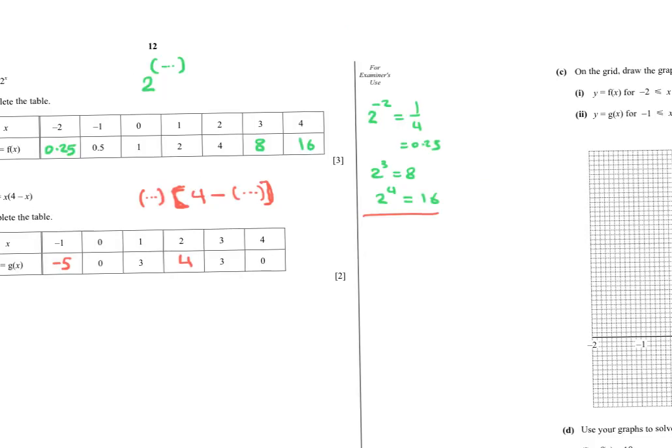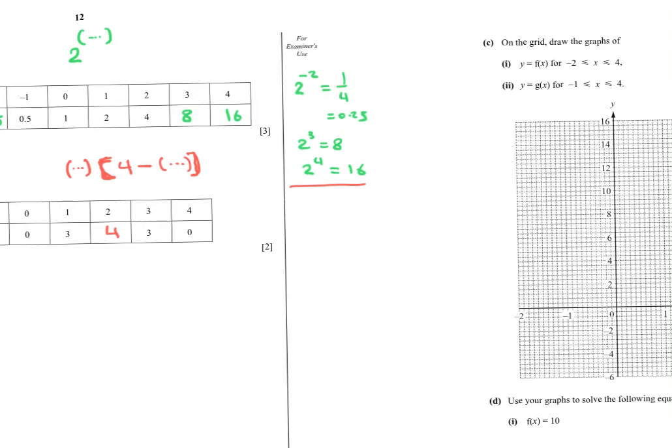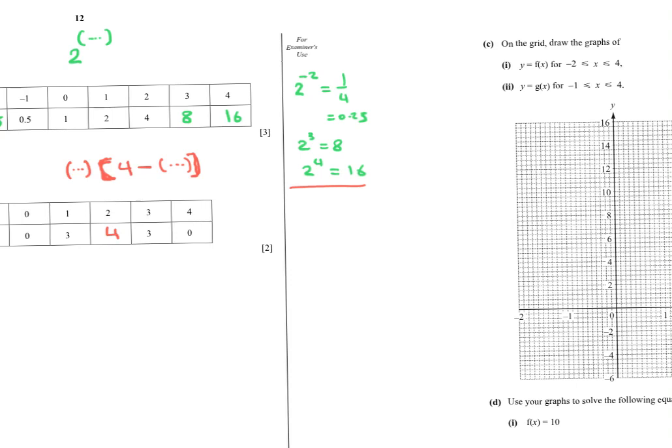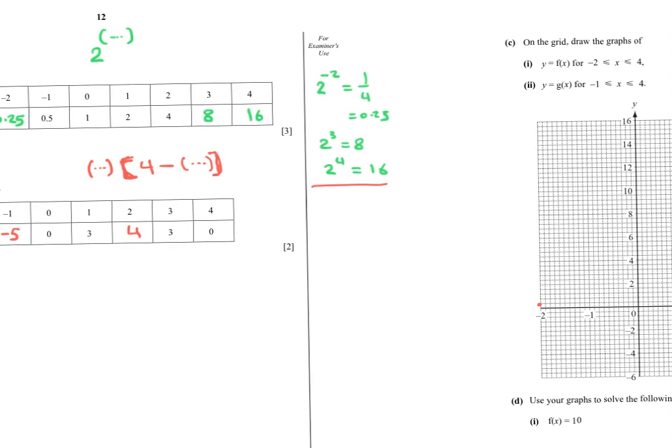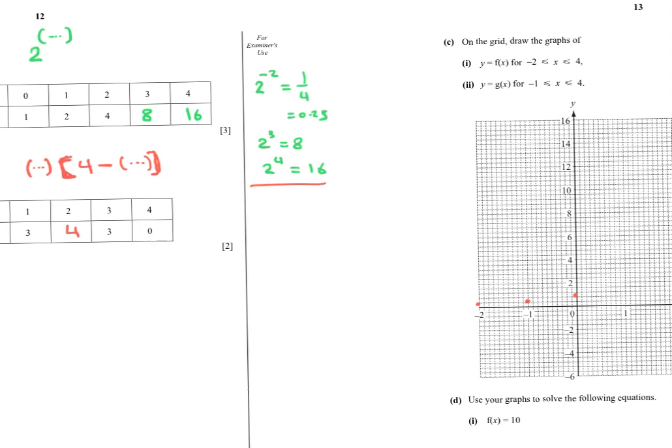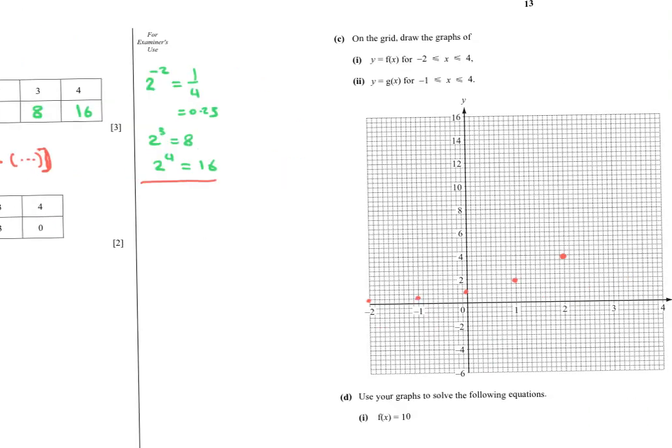For f(x): negative 2, 0.25, approximately at this point. Next point, negative 1, 0.5, this point. Then 0, 1, then 1, 2, then 2, 4, then 3, 8, then 4, 16. This is f(x). Let me join the points.